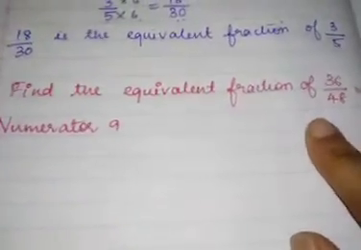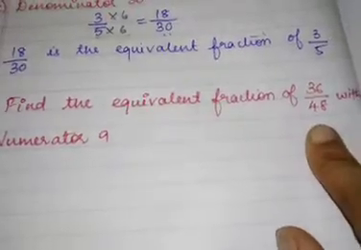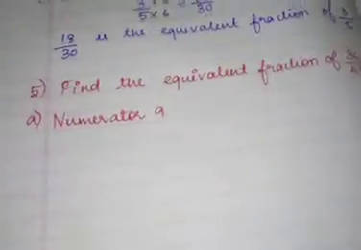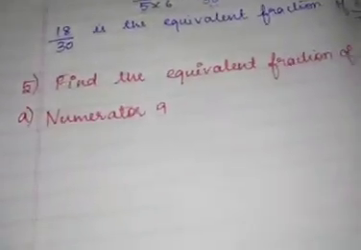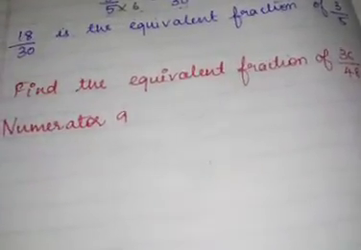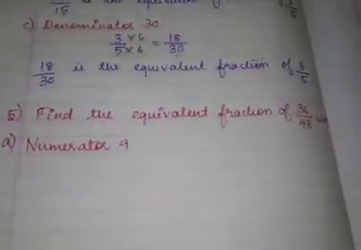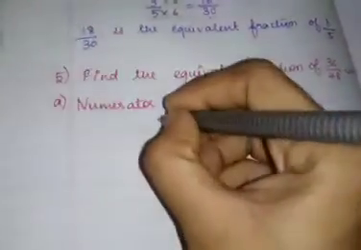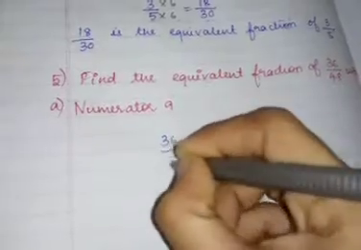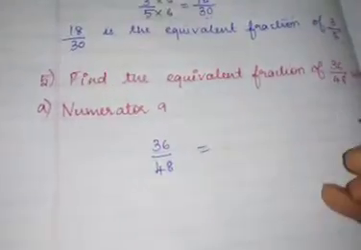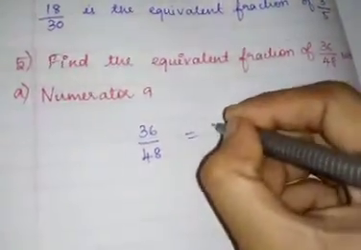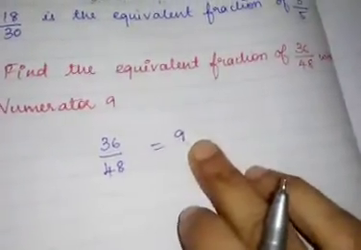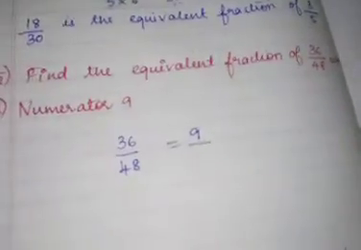Next is your fifth problem. Find the equivalent fractions of 36 by 48 with numerator 9. The same way, like the last problem, we are going to do this also. But something is different here. We are going to just find the equivalent fraction alone. No other things are going to be changed here. We are going to find the equivalent fractions of 36 by 48 with the condition that our numerator should be 9. So we should find only the denominator.